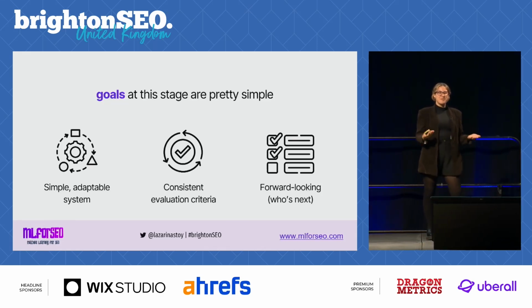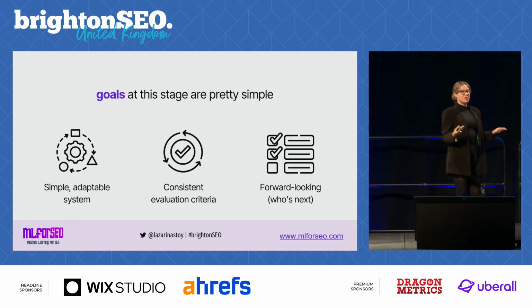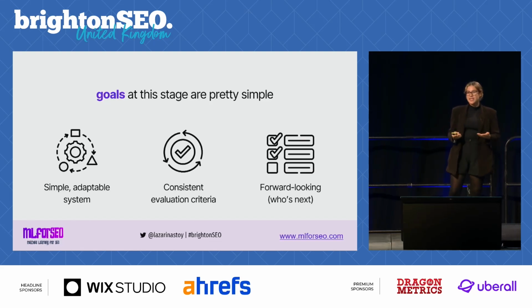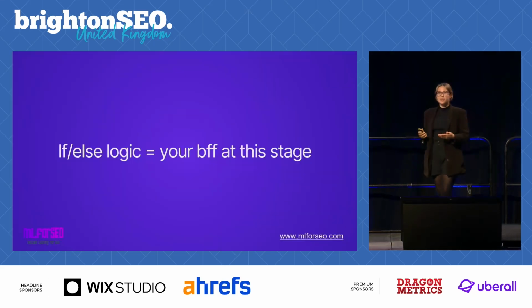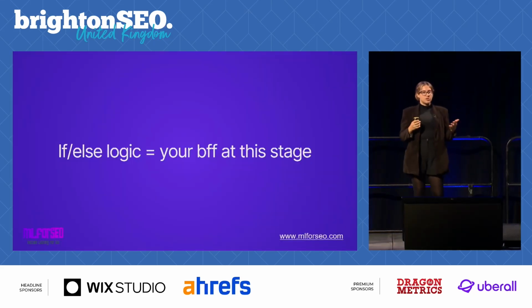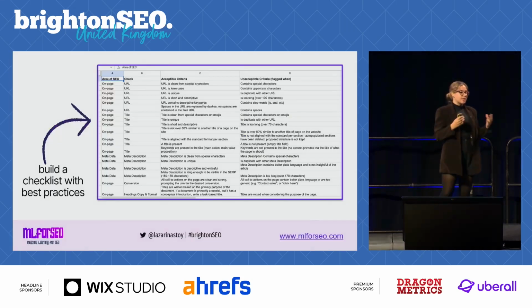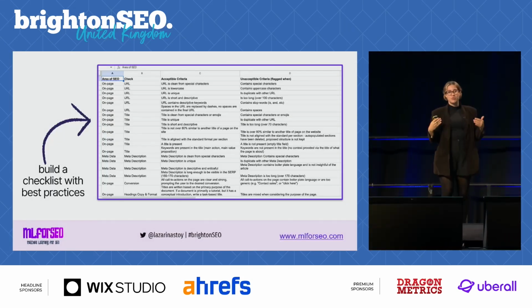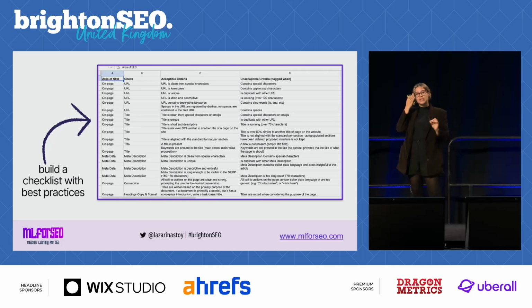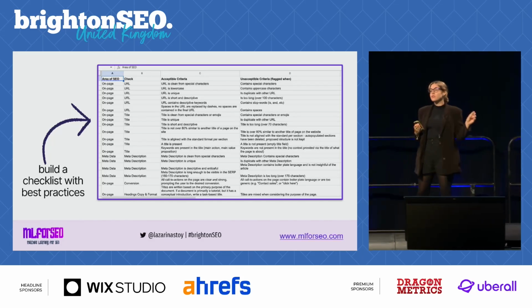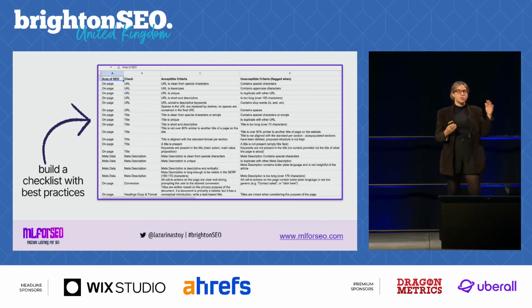And then you need to have a forward-looking approach whenever you're doing performance evaluations. Who's going to be next? Who's going to be actioning and implementing what you do? So if-else logic is your best friend at this stage. Here you need to build a checklist with best practices for all of the different components that you assessed. We're talking about content readability, titles, meta descriptions, and so forth.